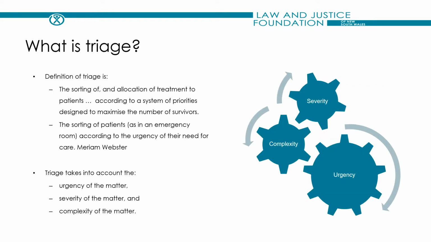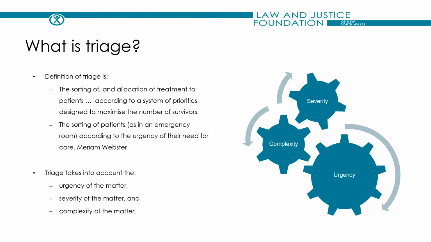Triage is often defined as the sorting of and allocation of treatments to patients according to a system of priorities designed to maximise the number of survivors. It is the sorting of patients according to the urgency of their need for care. The Cambridge Dictionary also defines triage as the process of examining problems in order to decide which ones are the most serious and must be dealt with first.